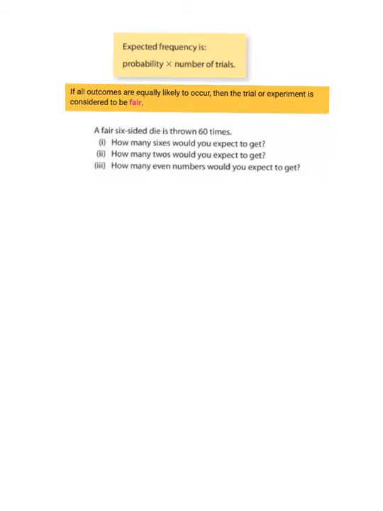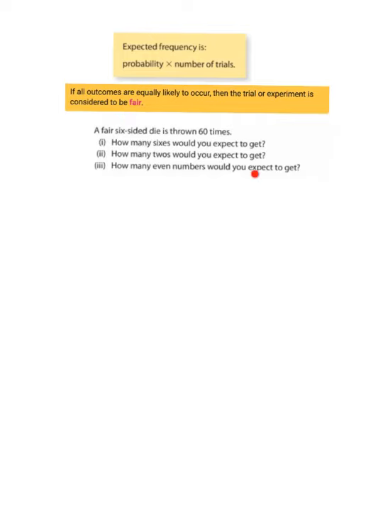Okay, so my second example here states that a fair six-sided die is thrown 60 times, and we're looking for the expected frequency. But just before I do the expected frequency, I just want to go through this concept of what is a fair six-sided die. If something is to be fair or unbiased, it is if all outcomes are equally likely to occur, then the trial or experiment is considered fair. So that means when I throw that die, there is an equal chance that I'm going to get a 1, 2, 3, 4, 5, and 6. So the die is considered fair or unbiased.